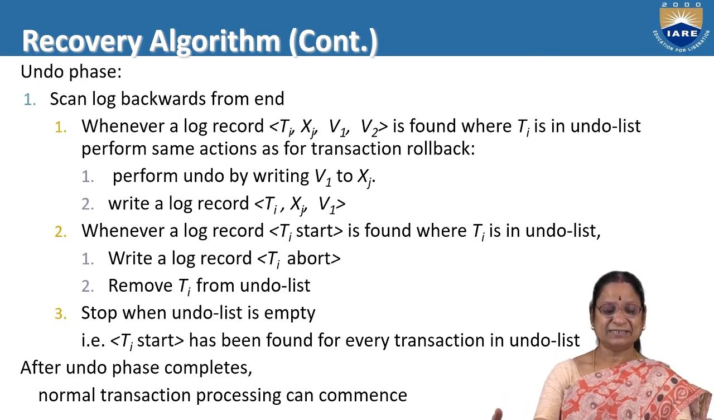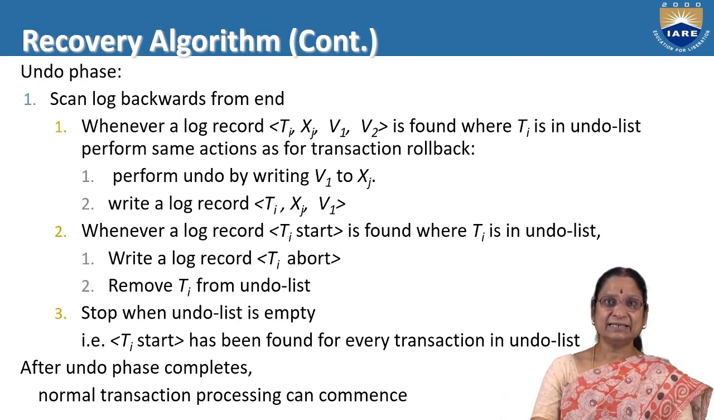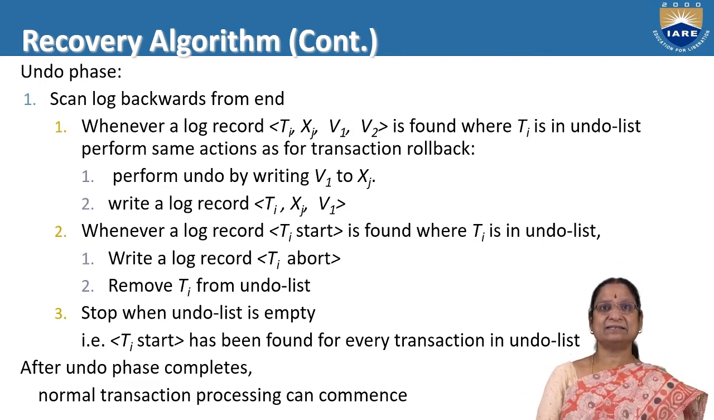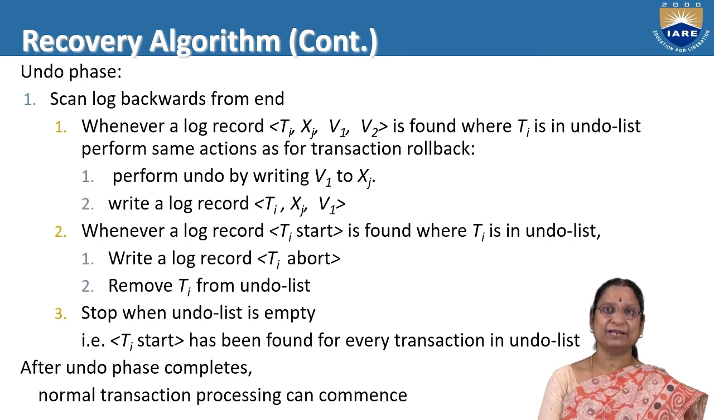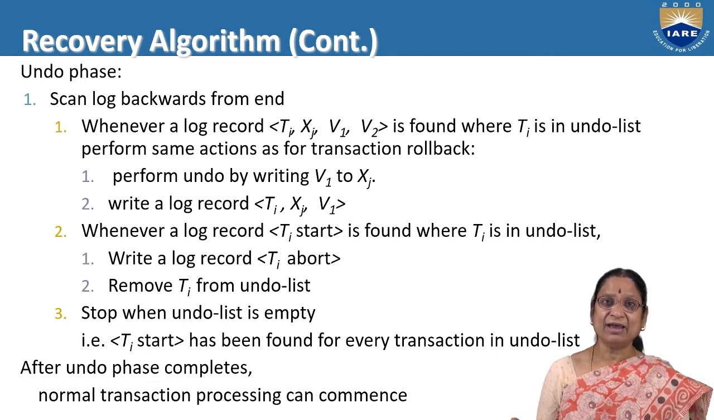So what will the undo phase take care of? In the undo phase, scan the logs backward from the end, from the last log record onwards, in the backward direction. The undo list is already available. Whenever a log record <Ti, Xj, V1, V2> is found, check whether Ti is in the undo list. Only if Ti is in the undo list do we have to act; otherwise, there is no need. Undo means writing the old value into the variable.